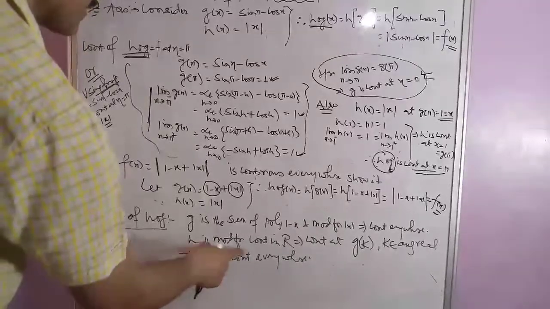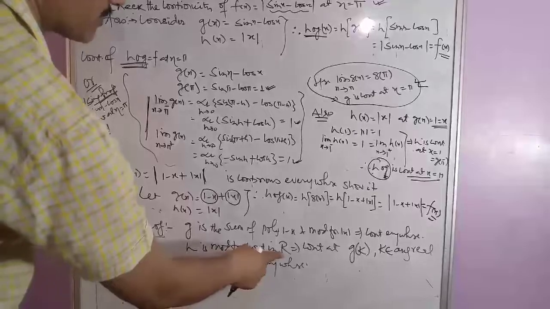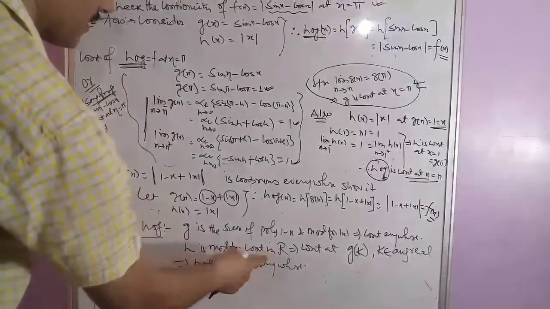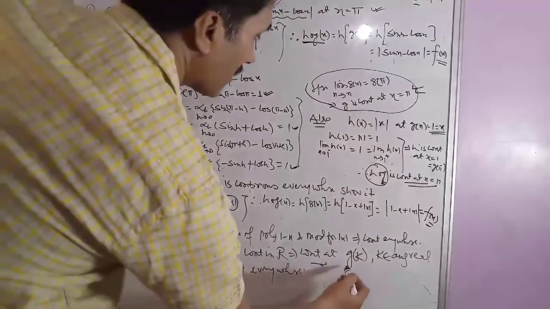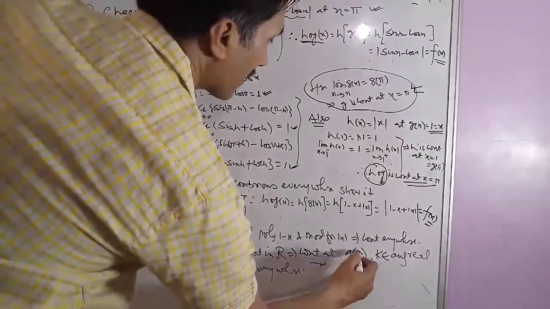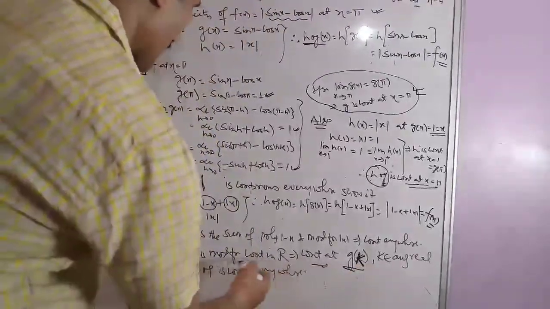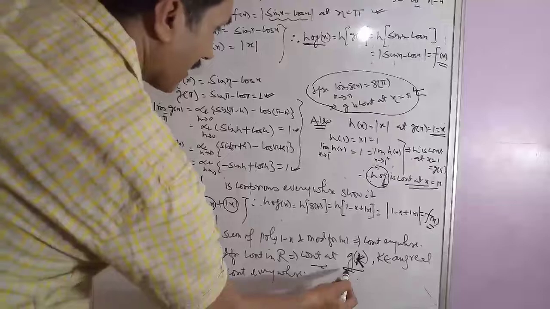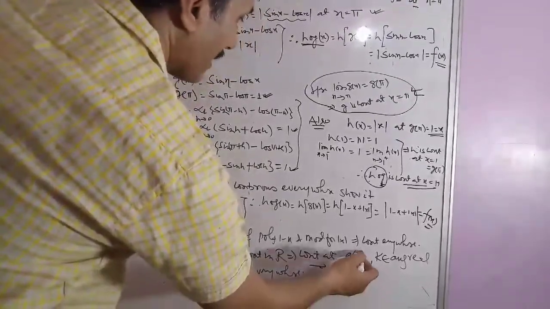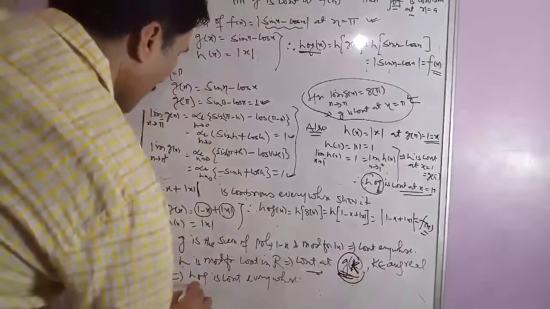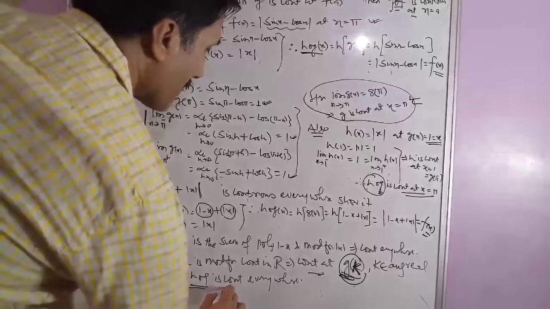h is a modulus function. Here h(x) equals mod x, the modulus function, so it is continuous everywhere, that is, in R. h is everywhere continuous, this implies continuous at the point g(k), where k is any real number. So h is continuous at g(k), where k is any real number. So h∘g, the composition of h and g, is continuous everywhere.